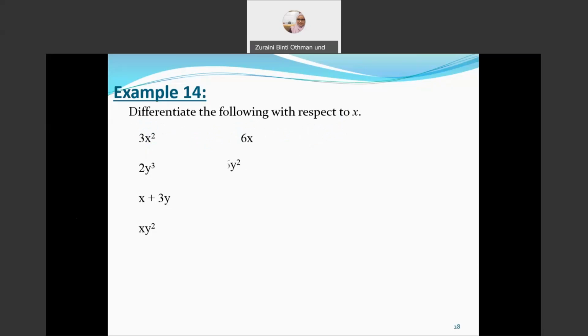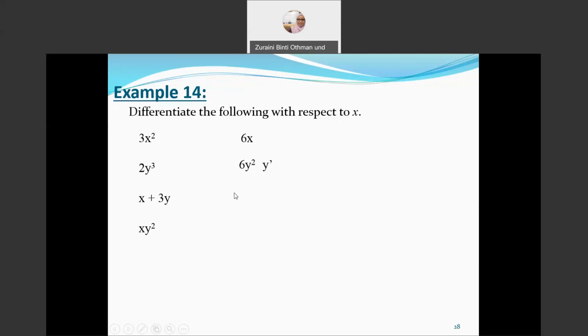Then for number 2, this is 6y squared. For y, we have to put y prime. Compared to x, where previously we only put x, here we have to put 6y squared y prime. Bila masa kita differentiate y, kita kena letak y prime sebelah.